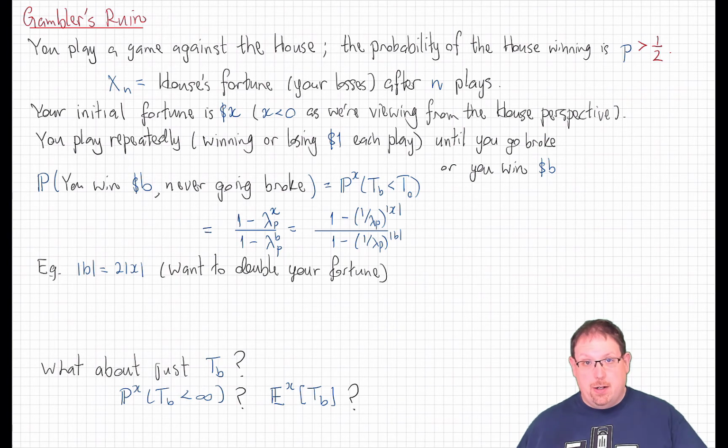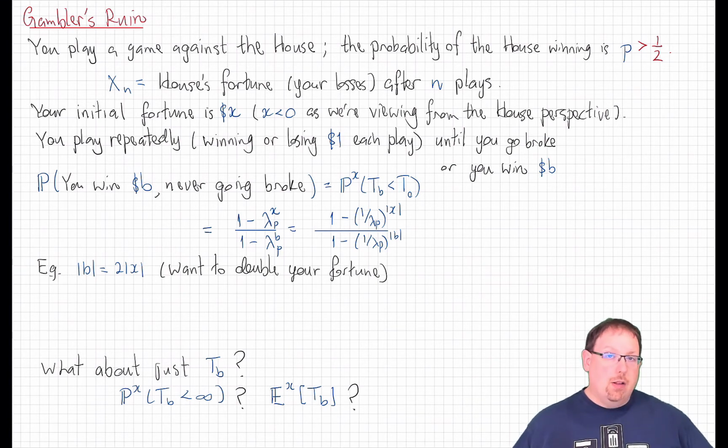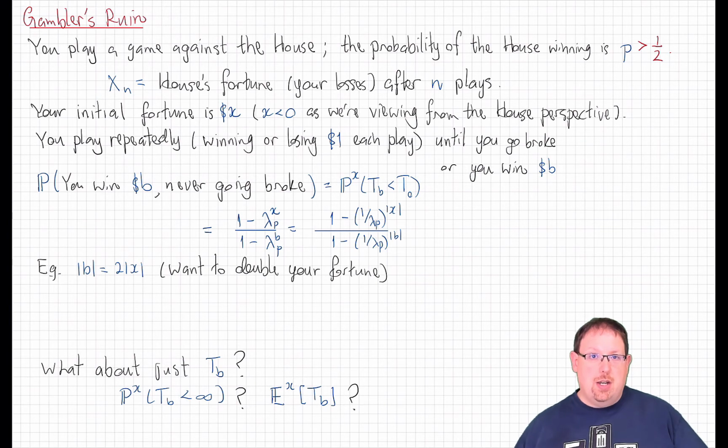here, your fortune is their loss, so x is going to be a negative number. And then you will play repeatedly, winning or losing $1 each bet until you go broke. Now we're going to play a version of the game here, representing this exact calculation we just did, where you make a choice. You enter with fortune x, and you're going to choose some desired greater fortune b, that means a larger negative number b in this context, that you'd like to reach. So you will continue to play until either you reach your desired fortune b, or you go broke.